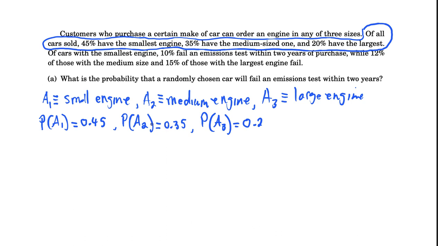It says, if you know that a car has a small engine, it is going to fail the emissions test 10% of the time. If it has a medium size engine, then it's going to fail that emissions test 12% of the time. If it has a large engine, then it's going to fail that emissions test 15% of the time. So those are all conditional probabilities. And what we need is another event, right? So this, again, is our partition.